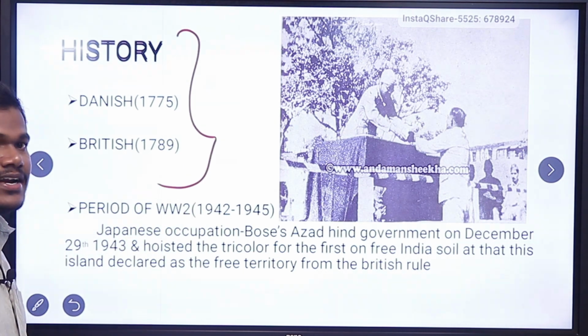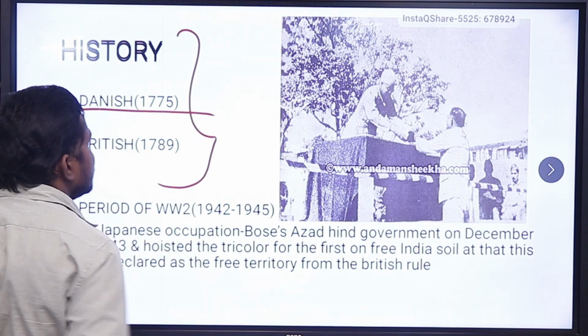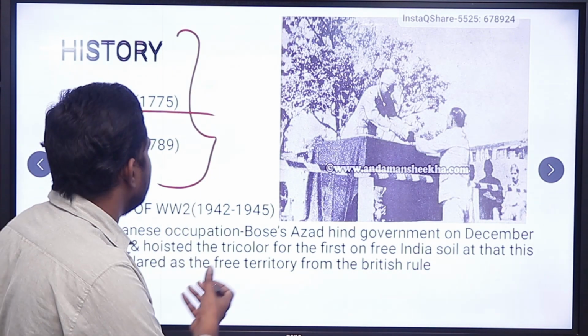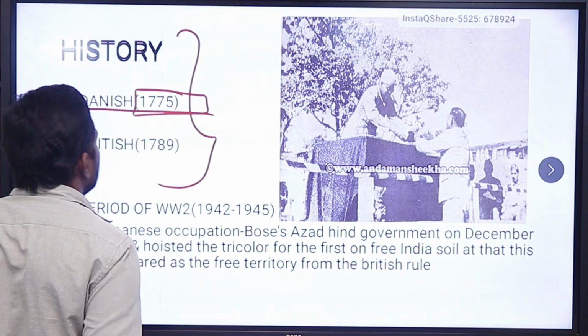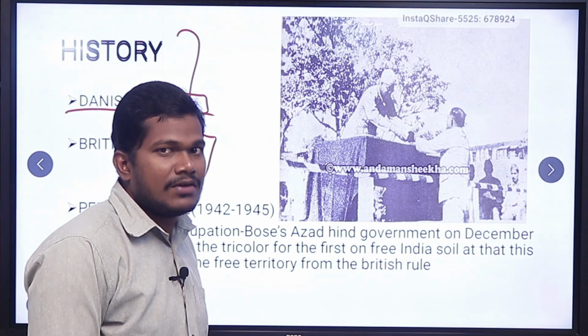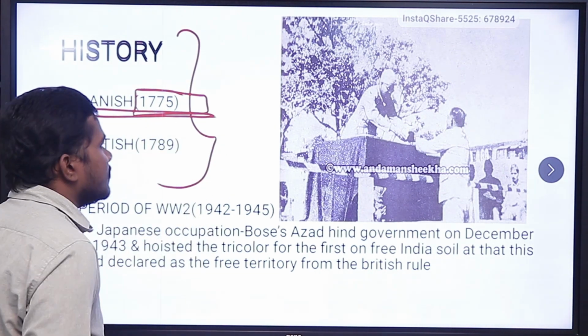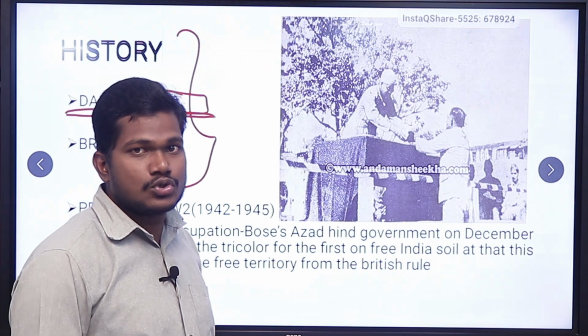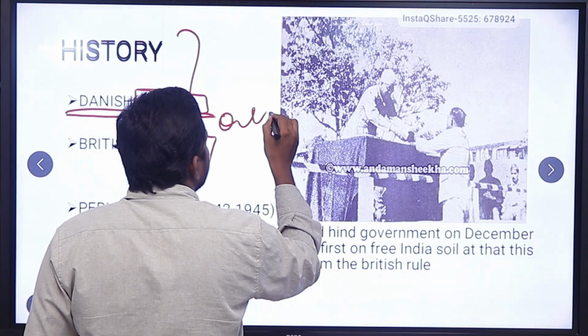During the national struggle time, if we look at the history of Andaman Nicobar, the Danish were the first European power which colonized the Andaman Nicobar, in 1775. Danish refers to present-day Denmark. They were the first to colonize Andaman Nicobar in 1775, but soon they abandoned the island because of an outbreak of malaria.